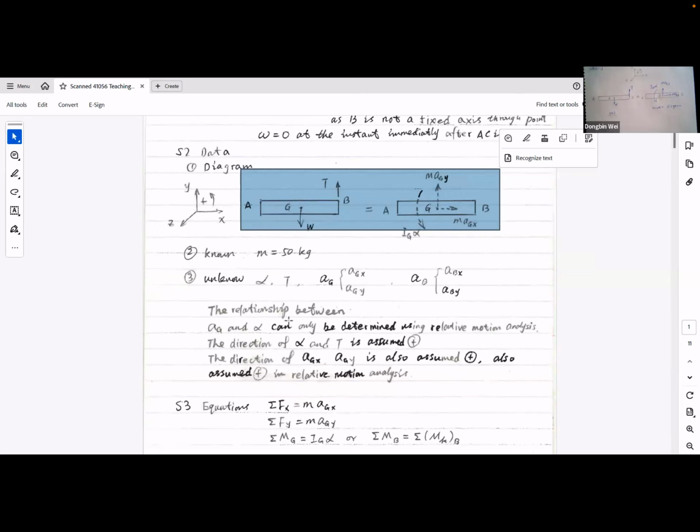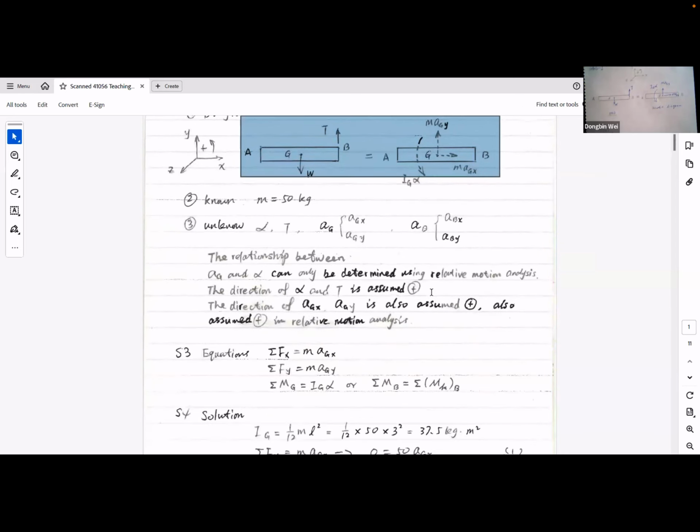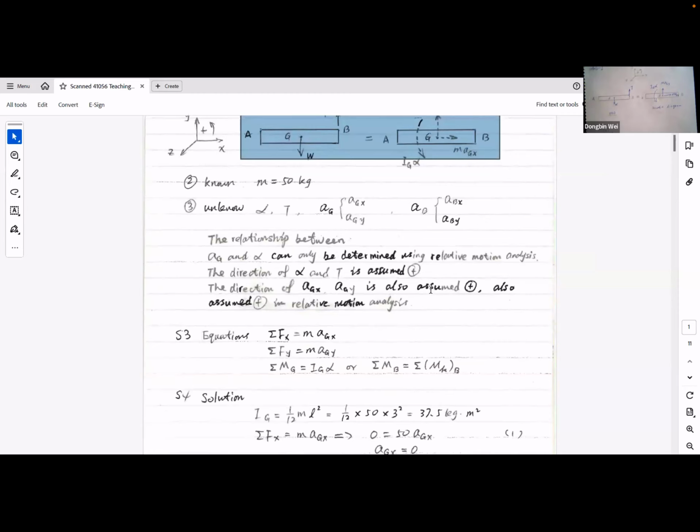Okay, as I mentioned, AG and alpha, at this moment they are independent, and we just assume they all are positive. Now, we will try to use these three equations to solve this problem.